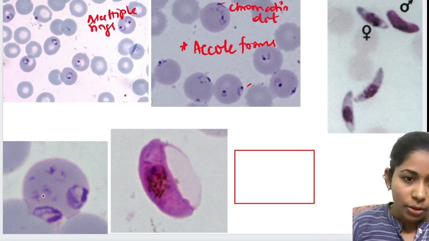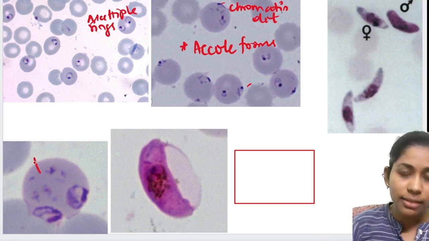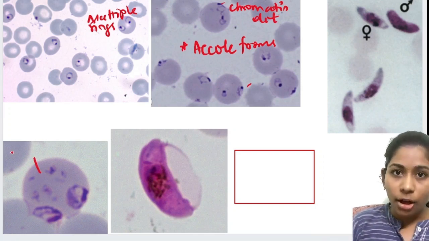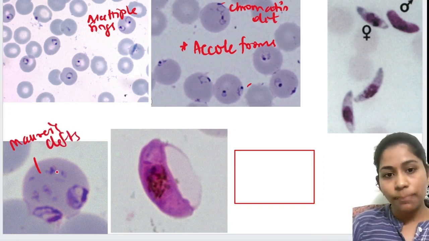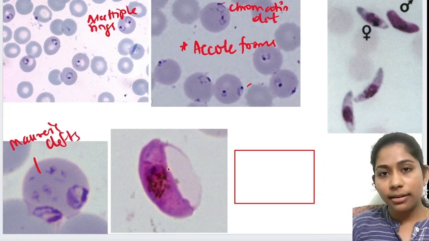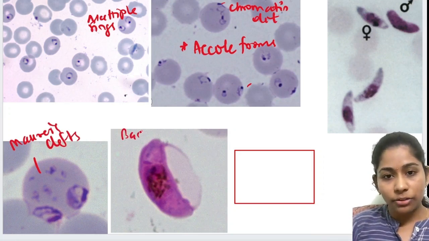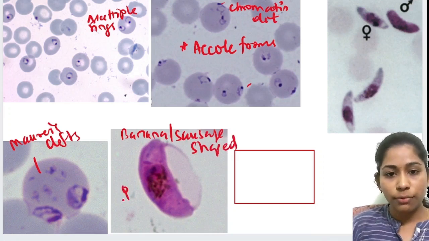What is this? Something is there, some granularity. These are nothing but the pigments or granules of the parasite, of this specific species. These are Maurer's clefts. And this is the classical sausage shaped or banana shaped gametocyte. Is it a male or female gametocyte? This one is a female gametocyte.